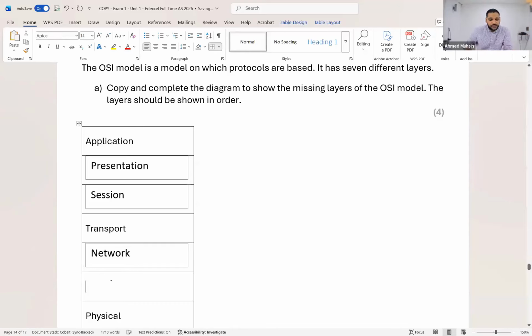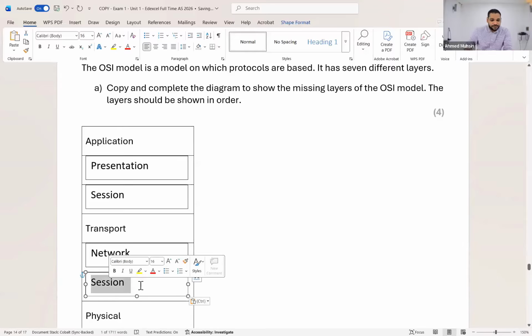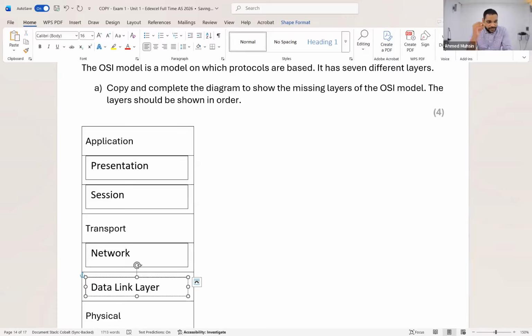Then after network, you deal with specific devices. Which device is it supposed to go to? So what do we mention over here? Data link layer. The data link layer deals with MAC addressing. What is the MAC address of the device that these data packets are supposed to go to? And then finally, you have your physical layer.